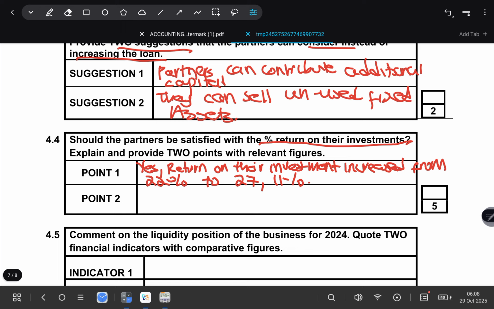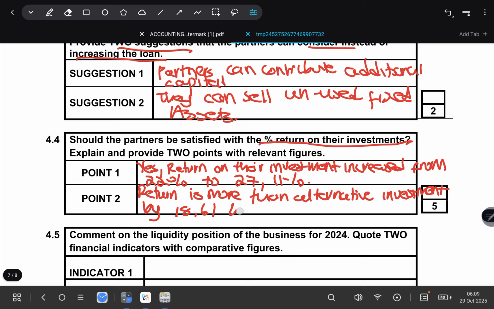And then the second point will say that return is more than alternative investment by. So let's check: 27.11% minus 8.5 is 18.61%. Okay, so what they're getting in their business is more than what they will get elsewhere.